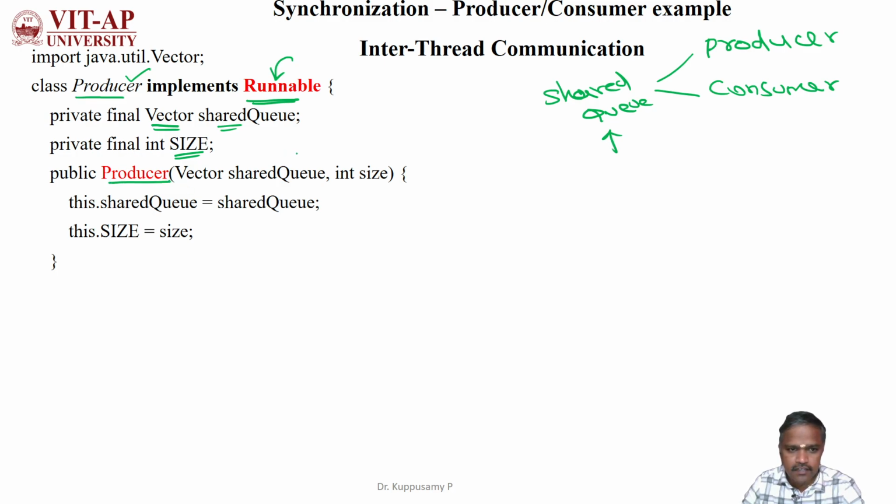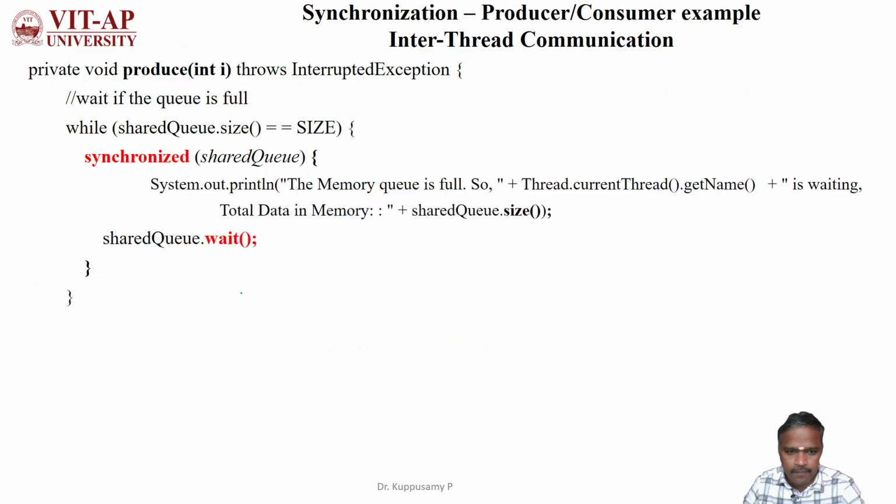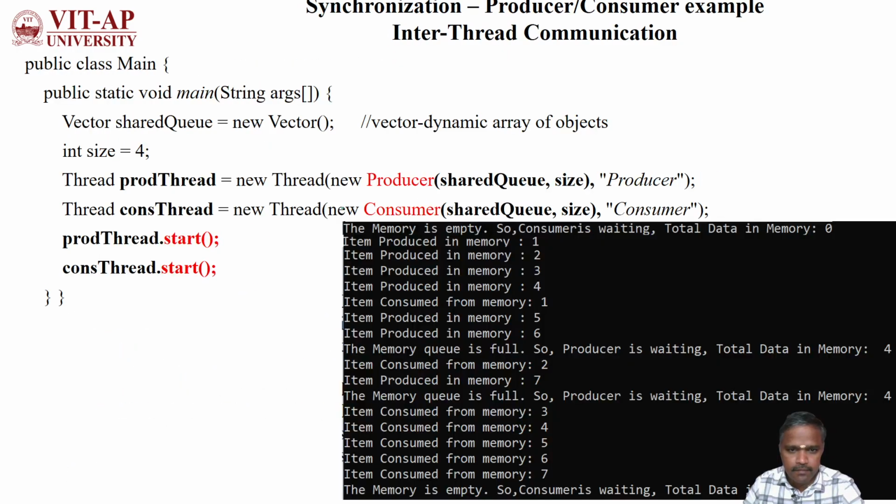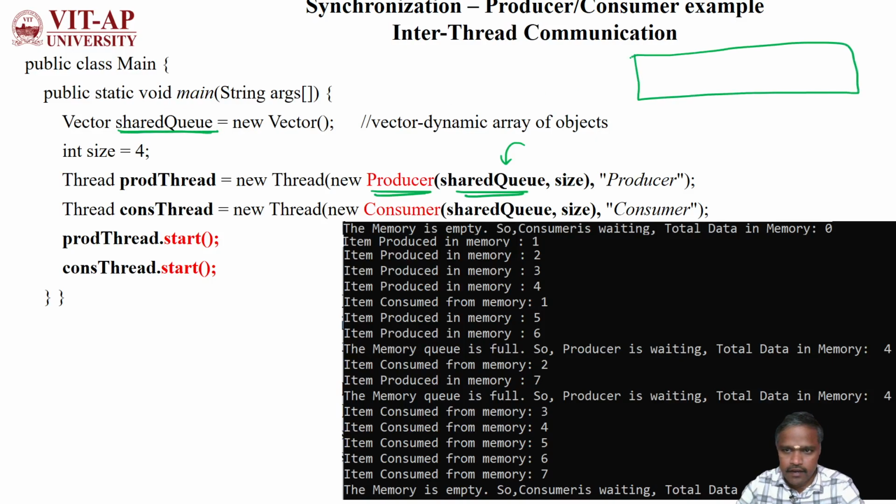Then the Producer constructor receives the shared queue value and size value from the main method, right? From the main method we are going to receive the data. I am showing here that the main method is calling the Producer constructor by passing the shared queue name. The shared queue is a Vector data structure, created with the name sharedQueue, having a size of 4 memory locations, 0, 1, 2, 3. So I am passing these 4 memory locations over here.